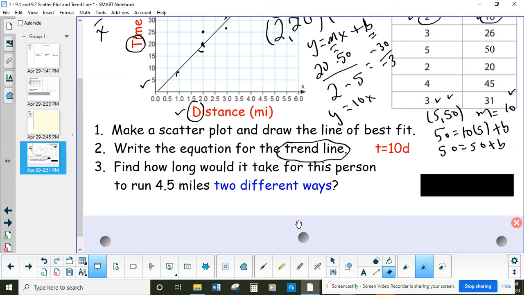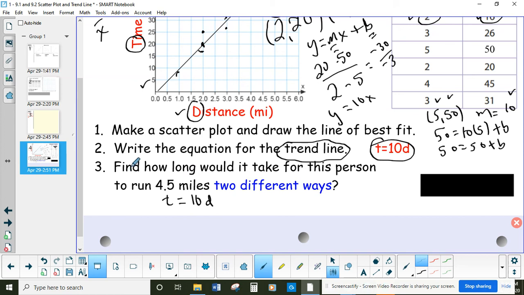Look at number 3. It says, find how long it takes for this person to run 4.5 miles two different ways. Well, how could we do that? Well, first of all, I have an equation, don't I? So time equals 10 times the distance, or the minutes equals 10 times every mile, which is kind of weird, right? We're used to time being on the x-axis. That's the way it should be, but it's a math class, so this could happen.